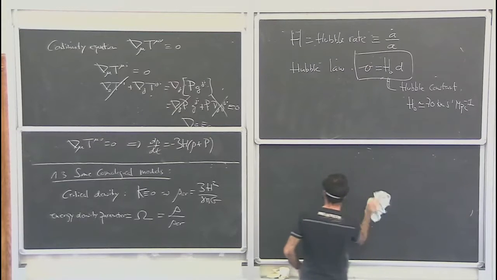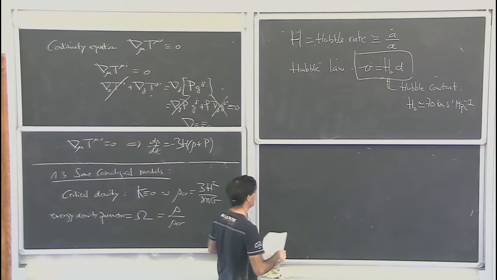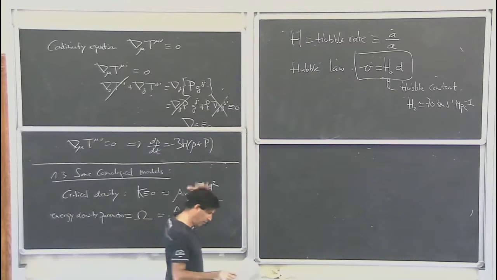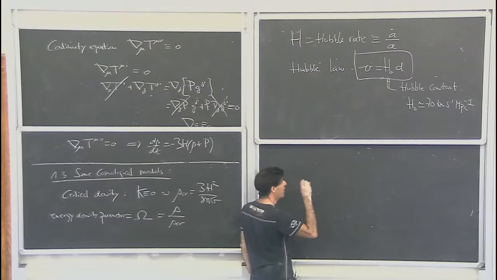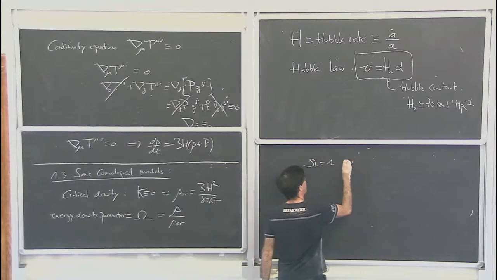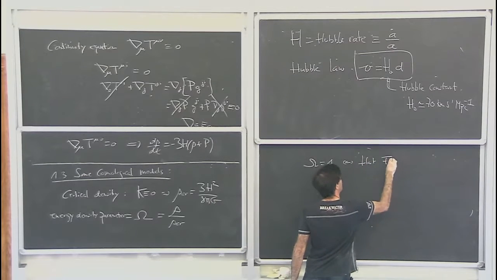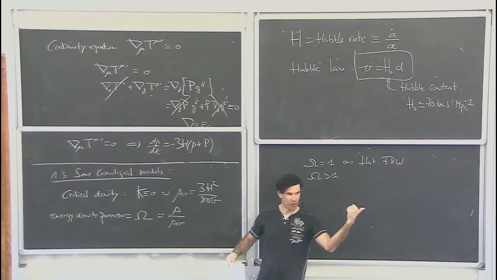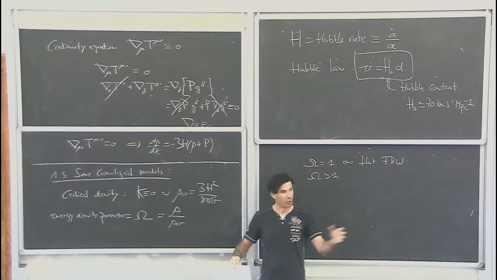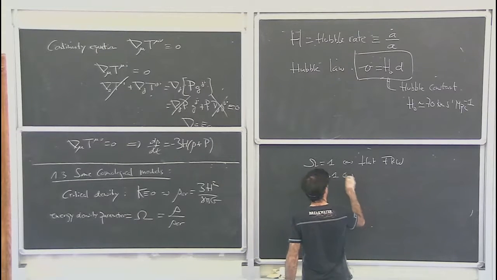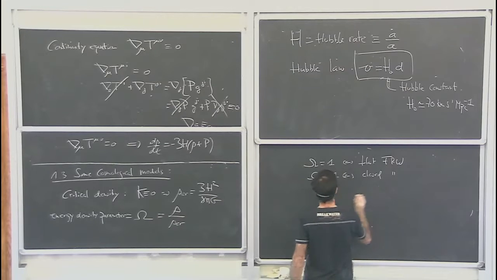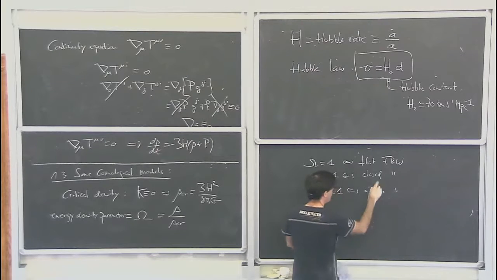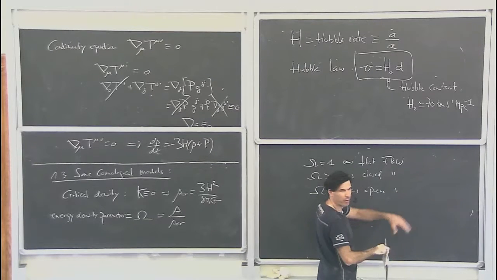When omega is larger than one, you need to have a closed universe. What did I do? I just removed those equations. When omega equals one, you have flat. For omega greater than one, I need to add some positive contribution from the curvature on the left-hand side, so it's closed. And when omega is less than one, it's open. Closed means hyperspheres, and open is typically a hyperbolic geometry.